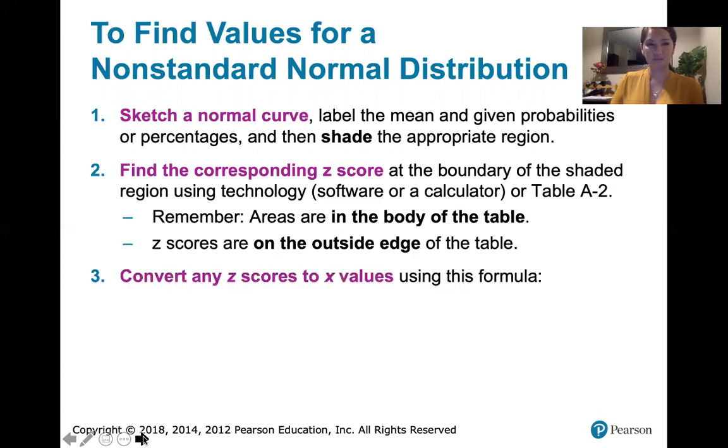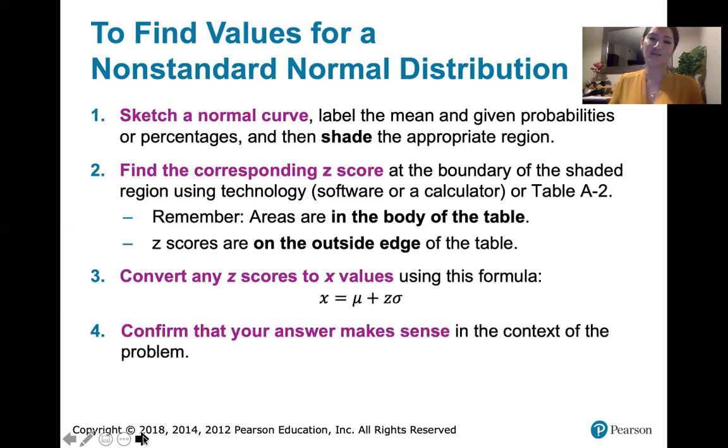Then after you find that Z-score that corresponds to that area, you want to convert that Z-score back to an X value. And we'll just do that using this formula. This is just a rearrangement of the formula that we had for Z. We had Z equals X minus the mean divided by the standard deviation. If we solve for X, we get this.